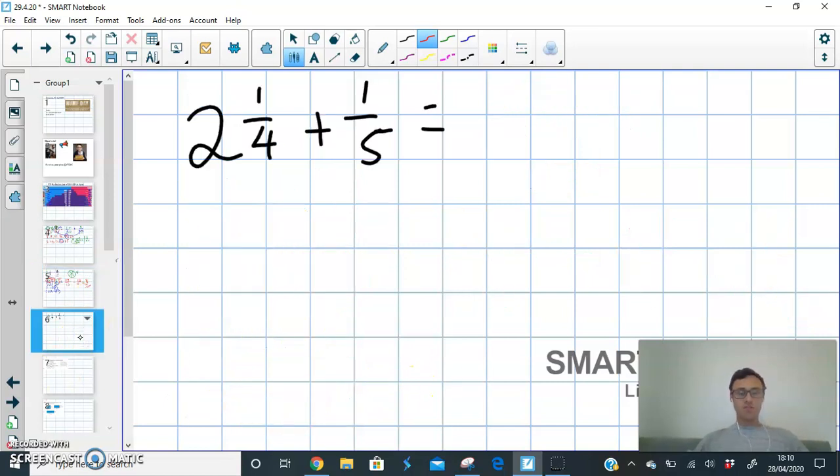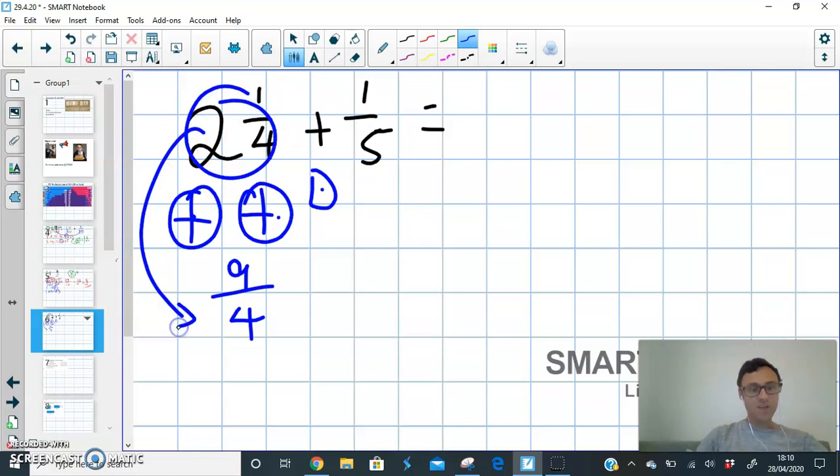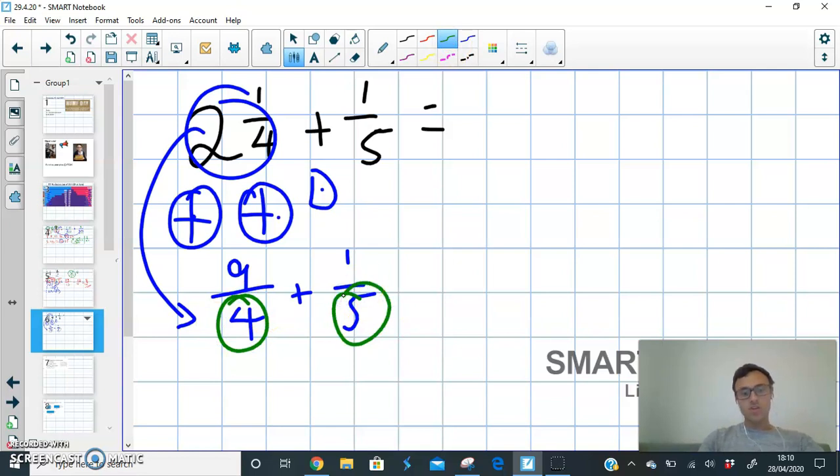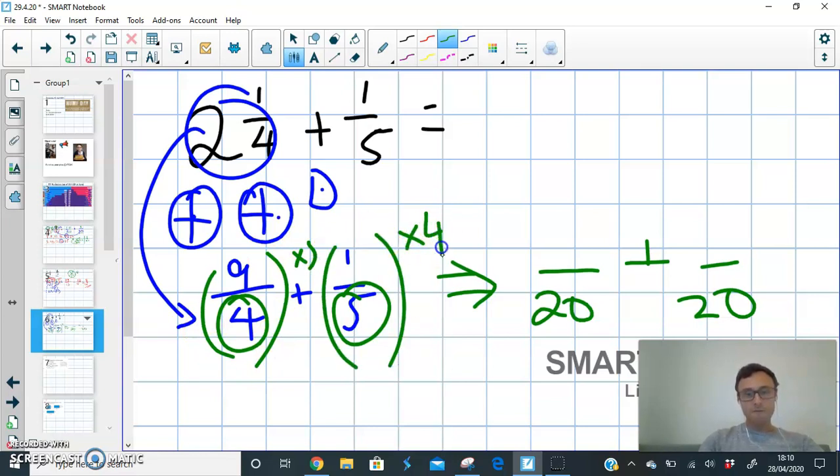And then some of you have got questions that look like this. Same thing again. I've got 2 wholes split into quarters plus an extra quarter. So I've got 4, 8, 9 quarters. So that converts to that as an improper fraction. Adding a fifth to it. Find your lowest common denominator, which in this case would be 20. So I'm converting that to 20, and I'm adding that one over 20. How do I get from 4 to 20? Times by 5. How do I get from 5 to 20? Times by 4.